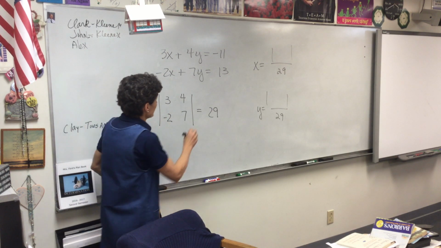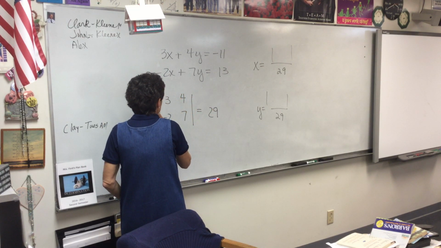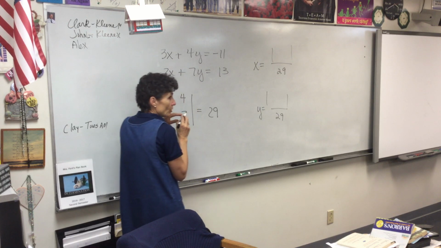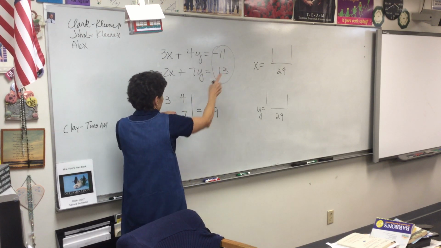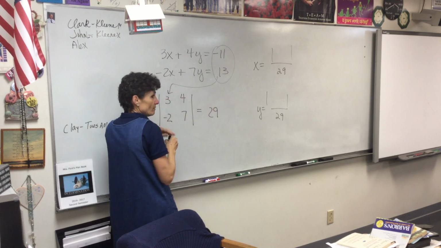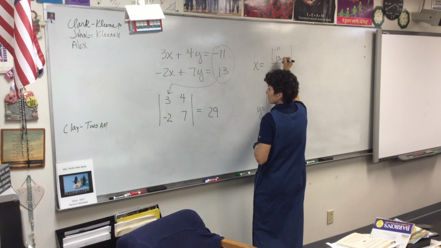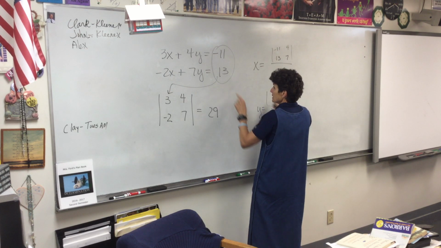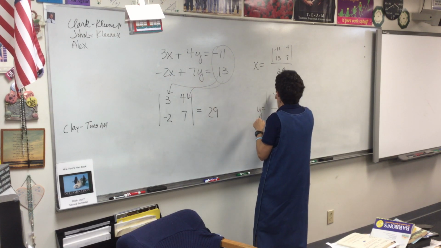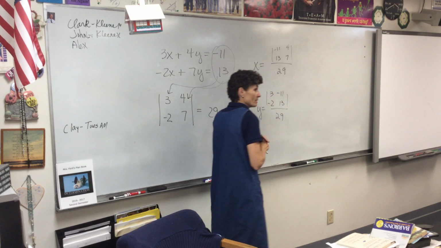All right, so now I'm ready to figure out what the numerators are. So here we go. Remember how that works? We take these, and for x, we plug them in right here. So we're going to have negative 11, 13, and 4, 7. And then down here, we'll do the same thing, but we'll plug it in here. So we have 3, negative 2, and negative 11, 13. Is that okay with everyone?